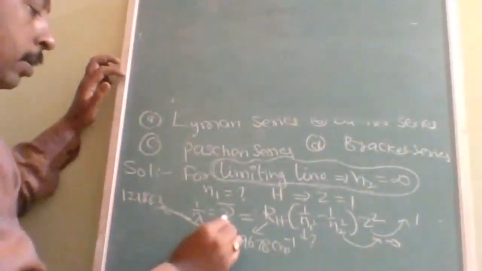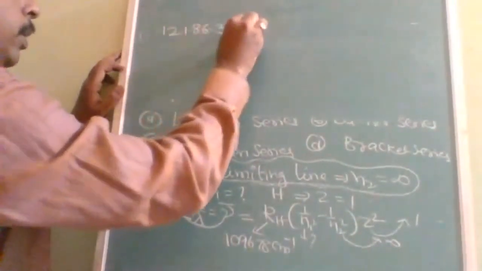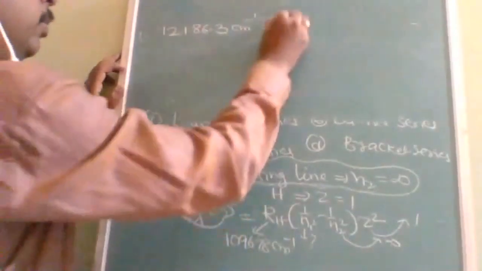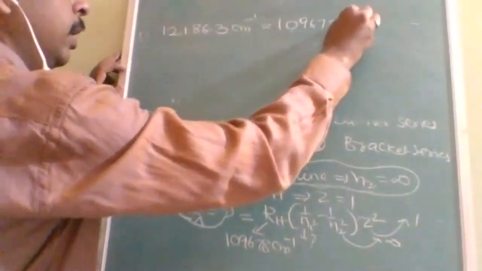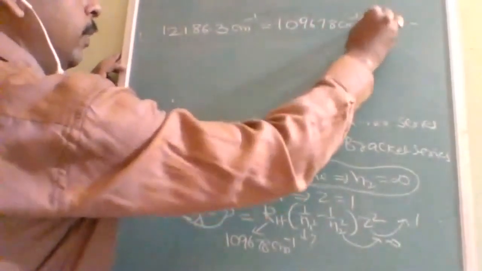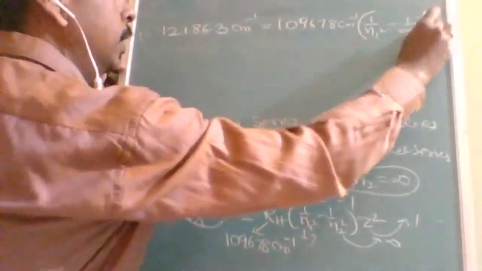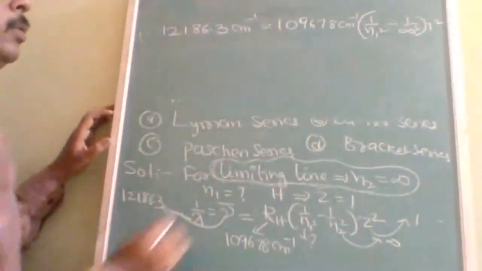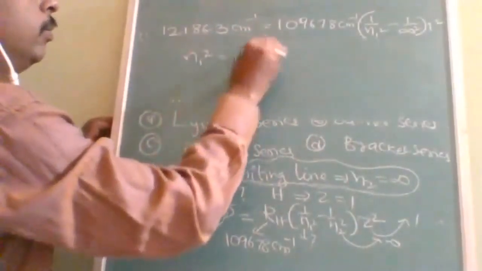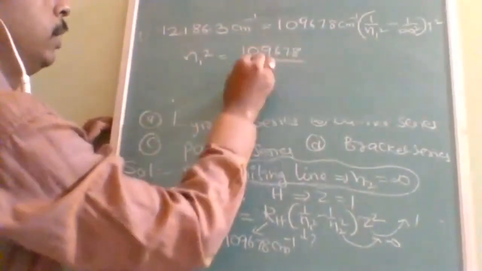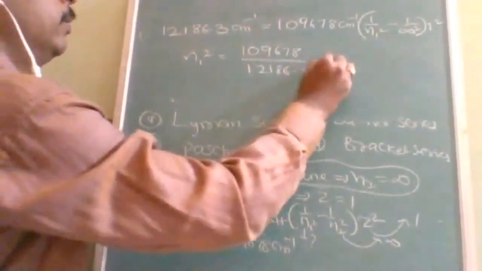See, 1 upon lambda is 1/12186.3 centimeter. Units must be the same. R is 109678 centimeter inverse, and the rest are all unitless. 1 upon n1 squared we don't know. 1 upon infinity square into Z square, that is 1 square. So this will all be eliminated. So n1 square is equal to 109678 divided by 12186.3. Okay, n1 square this will be.